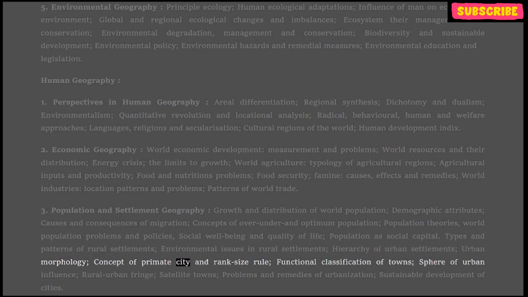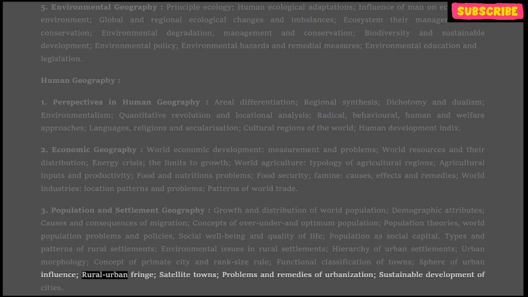concept of primate city and rank size rule, functional classification of towns, sphere of urban influence, rural-urban fringe, satellite towns, problems and remedies of urbanization, sustainable development of cities.